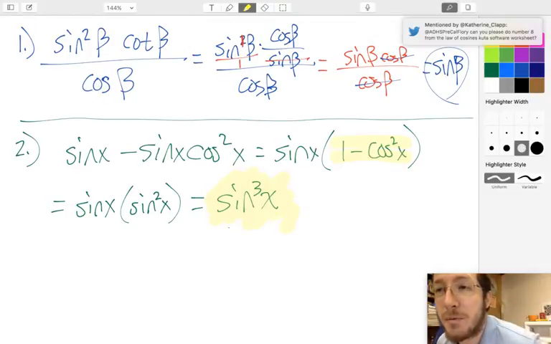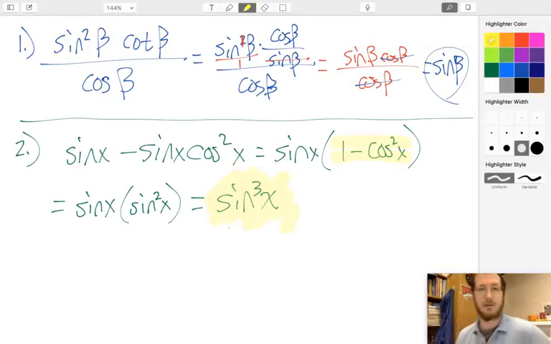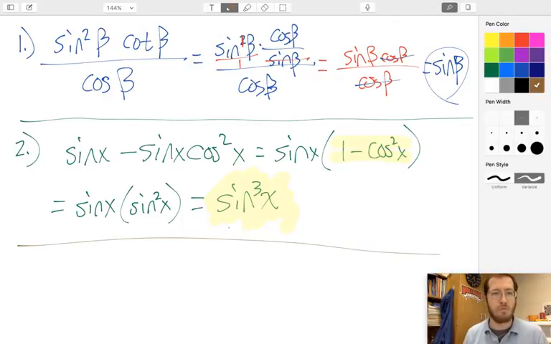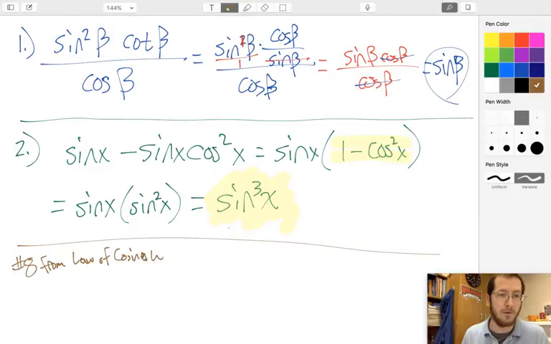Ooh, can you please do number 8 from the law of cosines worksheet? Yes, I know you asked that in class and I didn't do it. So yeah, let's do that right now. All right, let's see if I can find that.